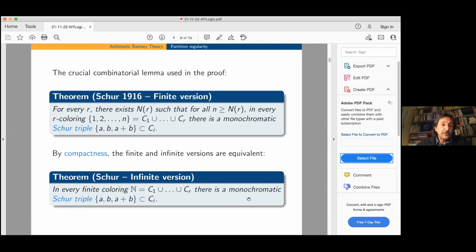Now, in his theorem, he used the finite version of that, but by compactness arguments, as they used to say in combinatorics, which is nothing else than the compactness theorem in logic, after all. He proved the finite versions, but it is easily seen that the finite and the infinite versions are equivalent. And we will focus on infinite versions because in some sense they are easier to prove.